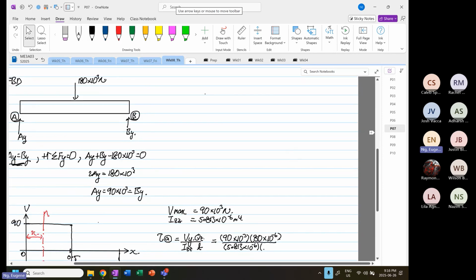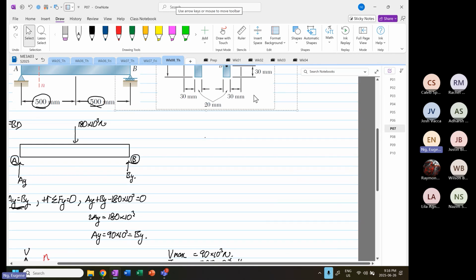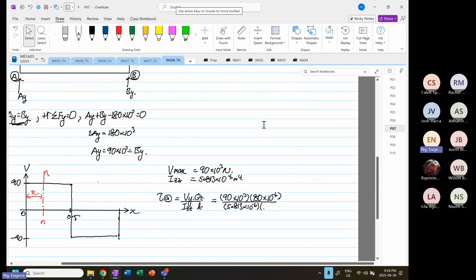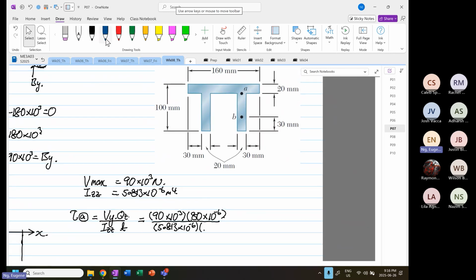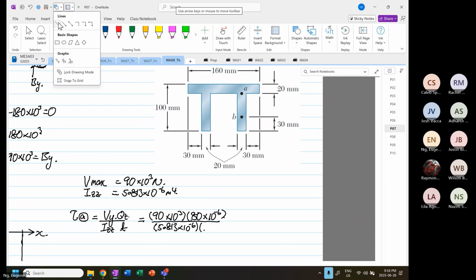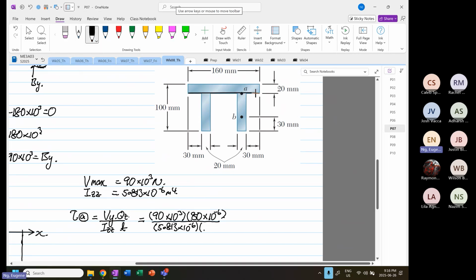Now, the thickness, this is where things become important. I'm going to get this diagram and put it down here. Now, at point A, I'm going to draw a line across. And then I'm going to sketch the shear flow. The shear flow looks like this. Again, the longer the red line, the higher the stress.